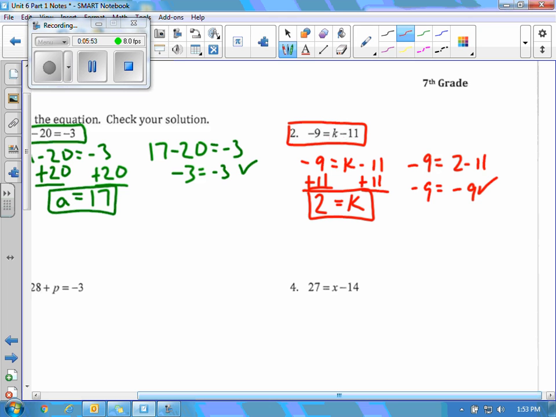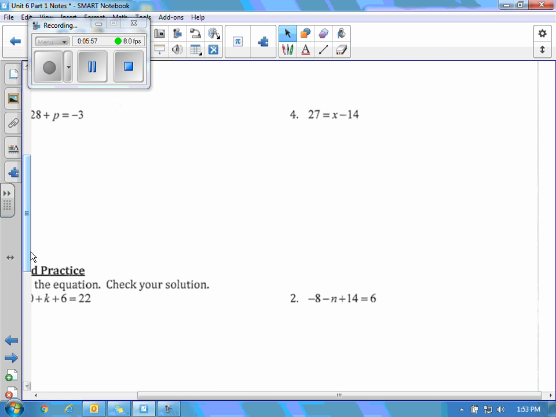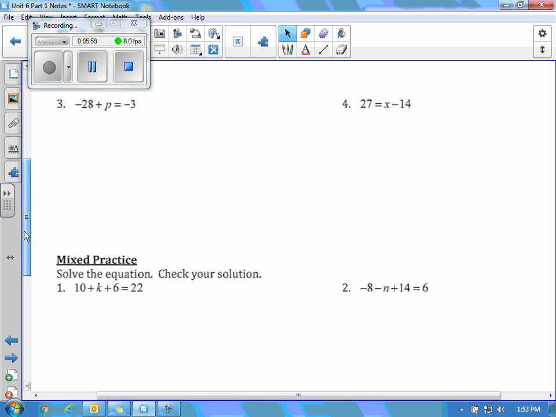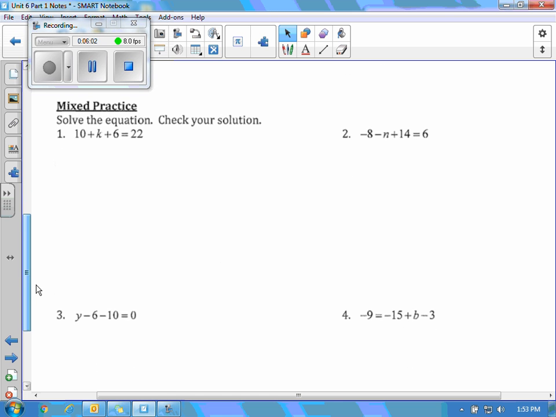Alright, 3 and 4 I'm going to leave for you to do on your own. Again, please make sure you show all of the work, including boxing and rewriting. And then on the bottom, we just have some mixed practice. So I'll do a couple examples for you.